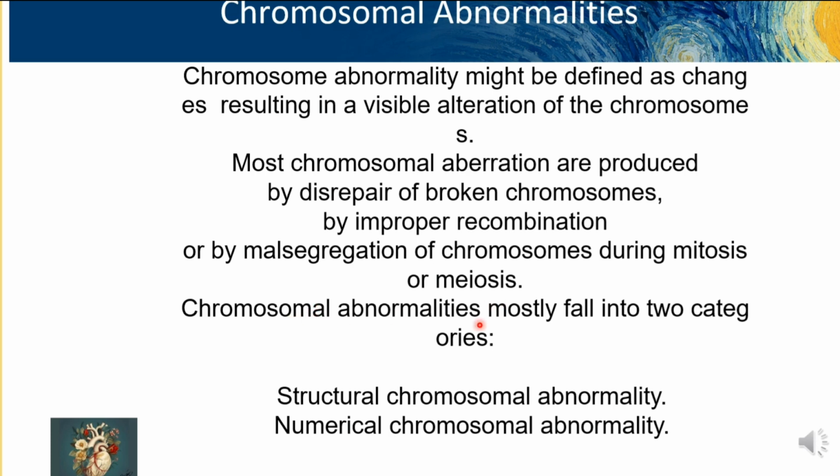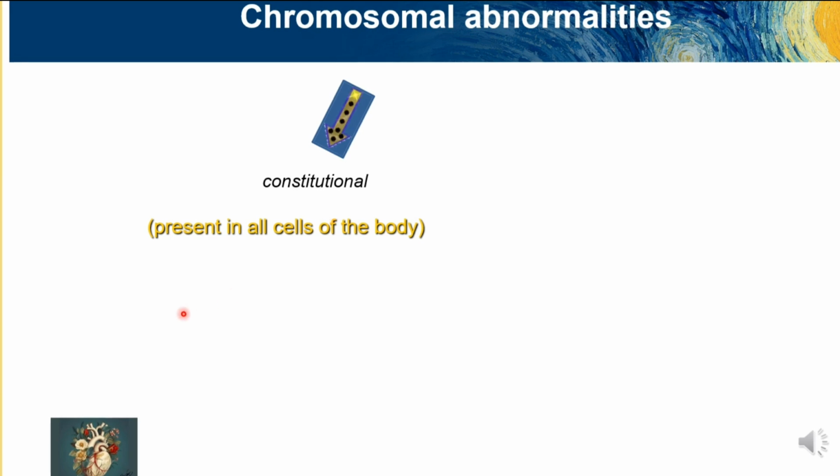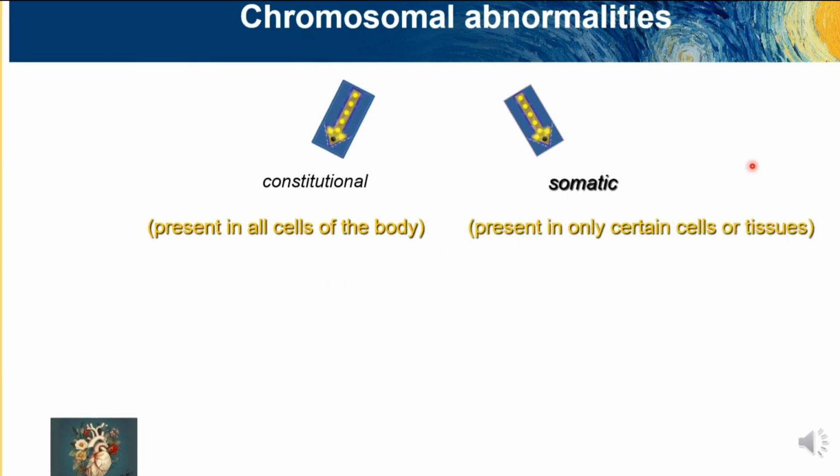Chromosomal abnormalities mostly fall into two categories: the structural chromosomal abnormalities and the numerical chromosomal abnormalities. They can be either constitutional abnormalities, meaning present in all the cells of the body, or somatic chromosomal abnormalities, present only in certain cells or tissues.